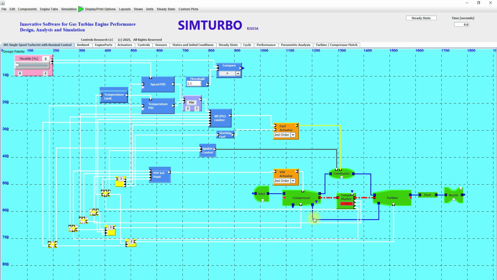The compressor is connected to the turbine in two ways. One is through bypass flow to cool the turbine, and then also with the shaft shown in red, the dashed red line that connects the compressor and turbine, as well as the starter, the torque starter system. And you can see the two orange components are the actuators, both the fuel actuator as well as the variable stator vane actuator.